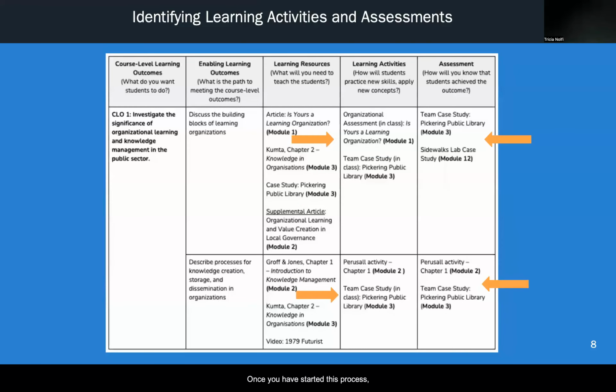Once you have started this process, you can start thinking about how you can begin chunking the information into lessons or activities within your units, weeks, or modules. Here, you may want to focus on 1 or 2 key concepts or ideas.